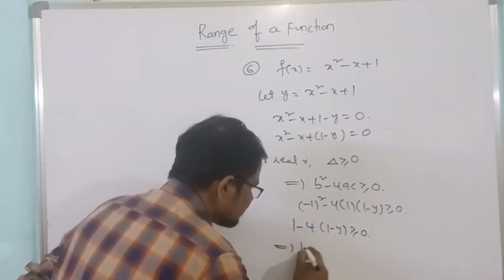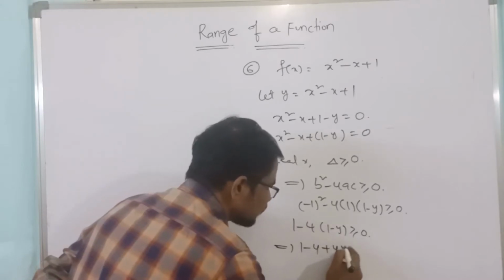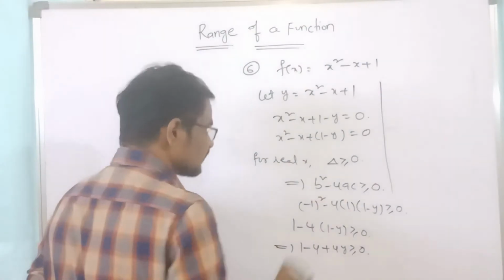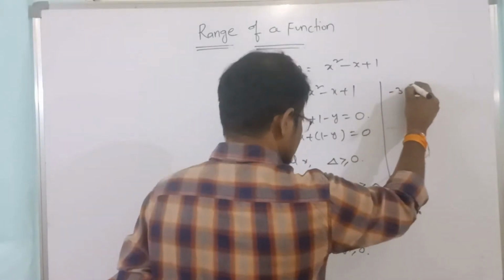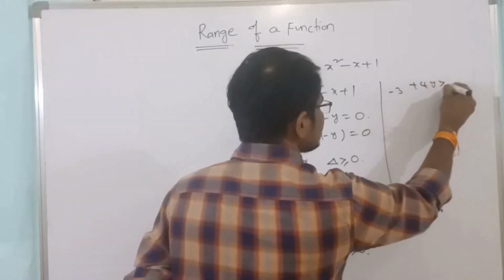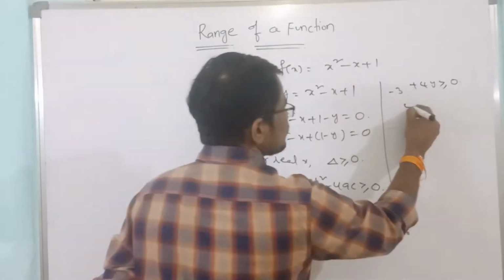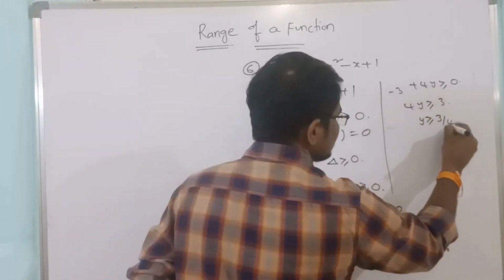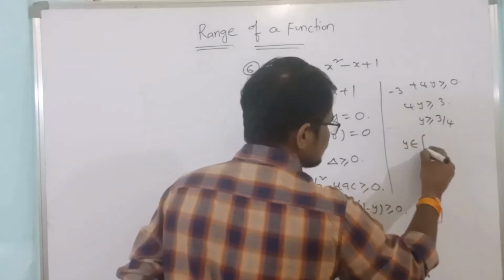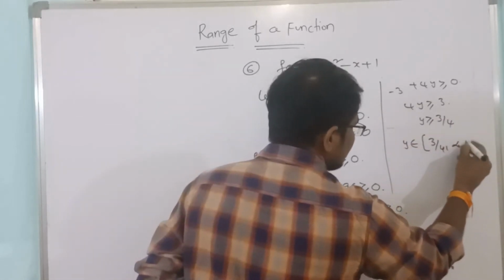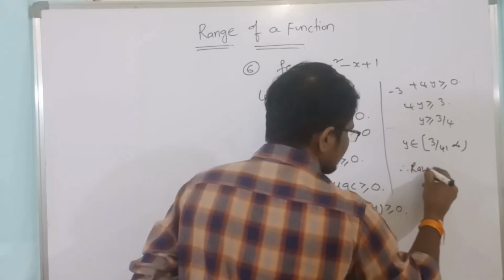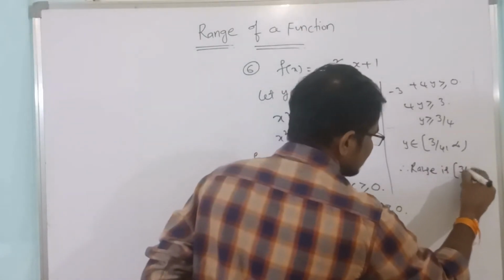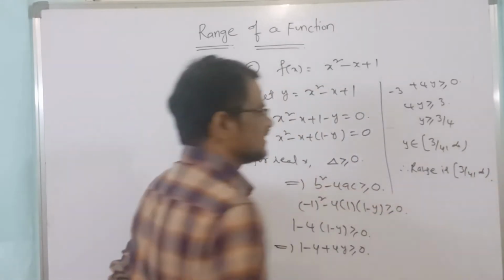Now simplify: 1 minus 4 into 1 minus y greater than or equal to 0. That implies 1 minus 4 plus 4y greater than or equal to 0. Now, so minus 3 plus 4y greater than or equal to 0. So 4y greater than or equal to 3, y is greater than or equal to 3 by 4. That means y belongs to the closed interval 3 by 4 to infinity. So therefore, y is nothing but the range. Range is the closed interval 3 by 4 to infinity.